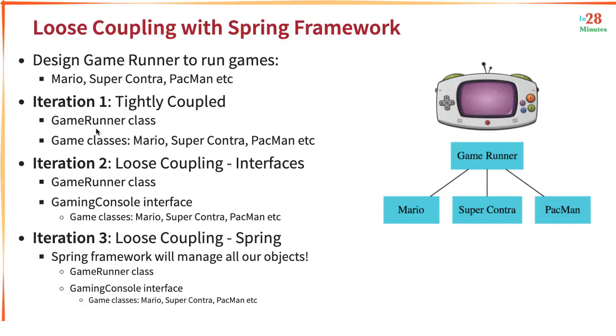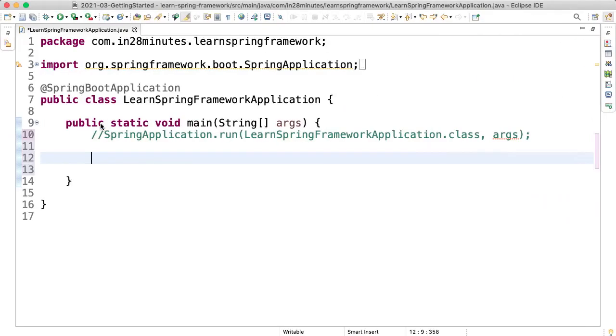We want to create a game runner class. How do we create a game runner class? Game runner is equal to new game runner, right? So that's how we would typically create our class. The class does not exist. We'll create that very soon, but this is how we would create our game runner class.